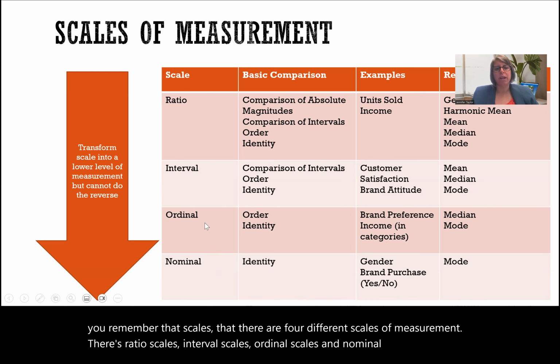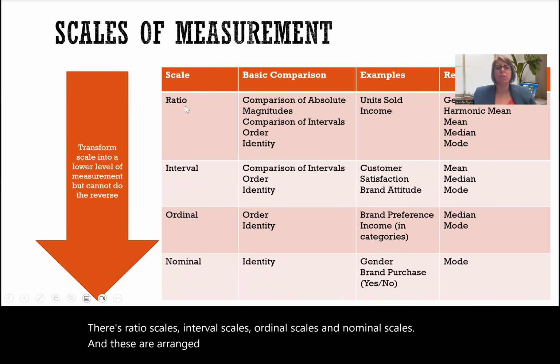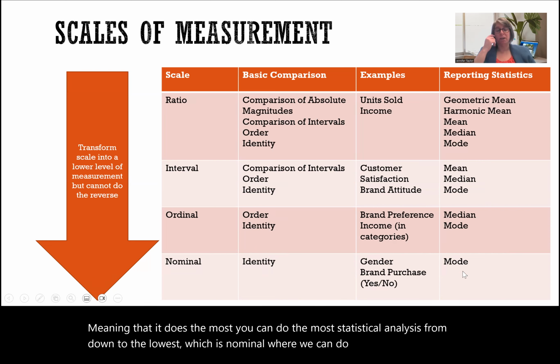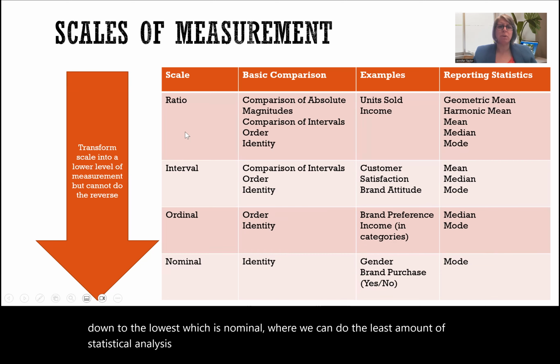And these are arranged from most robust and the richest data, meaning that you can do the most statistical analysis from, down to the lowest, which is nominal, where we can do the least amount of statistical analysis. There's a couple key things to remember.